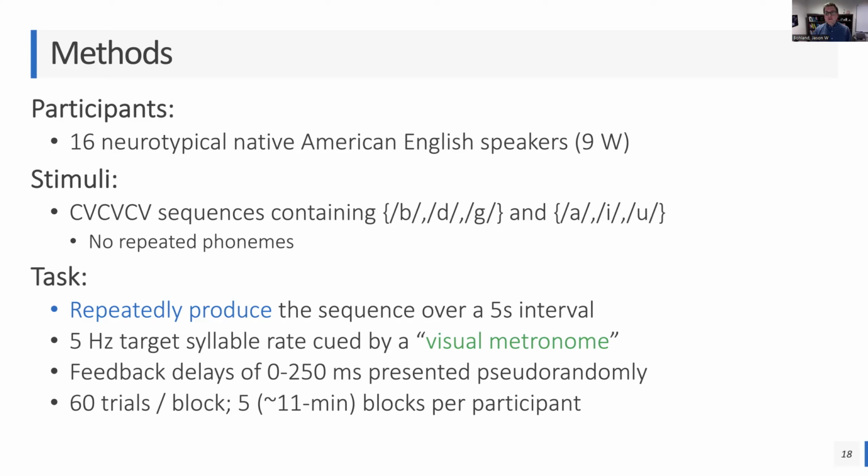So they're saying something like ba-di-gu, ba-di-gu, ba-di-gu. Along the way, they will get a feedback delay that is chosen pseudo-randomly between 0 and 250 milliseconds in steps of 50 milliseconds. And we made these poor subjects do quite a lot of this. So they did 60 trials per block in about 11-minute blocks, and most of the participants did 5 of those.